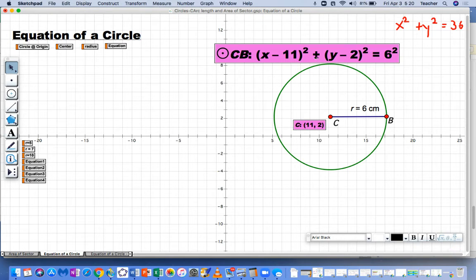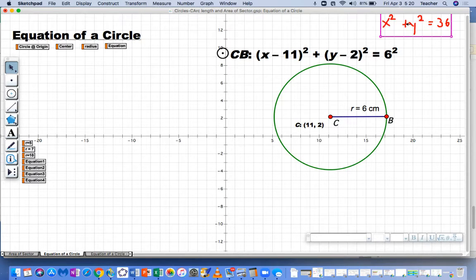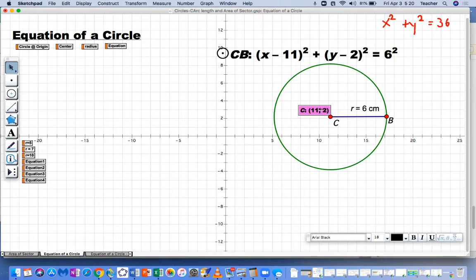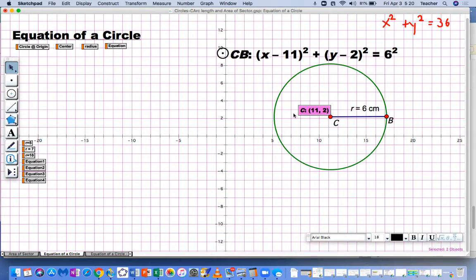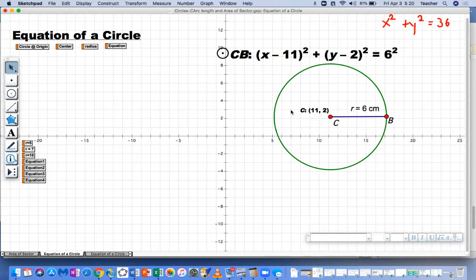This is important not just for now, but also when you get into algebra 2. If it's in parentheses, you've got to think opposite. So that's true with the equation of a circle. We may or may not get to the equation of a parabola, but it's kind of the same idea. So pay attention to that as we move this thing around.